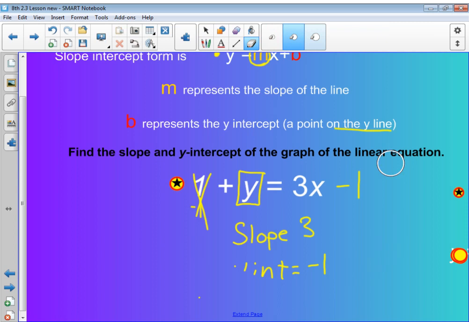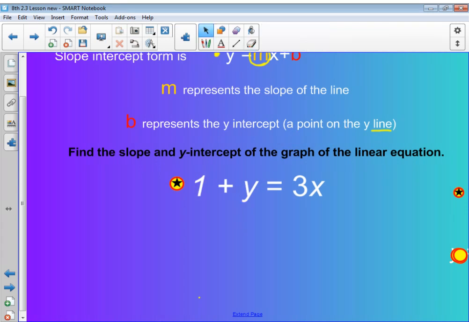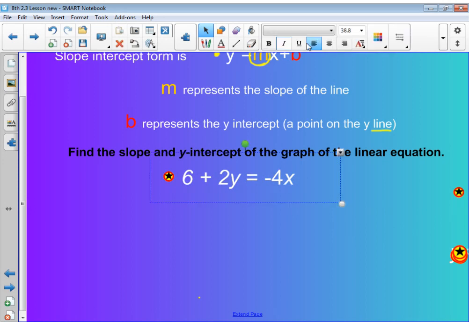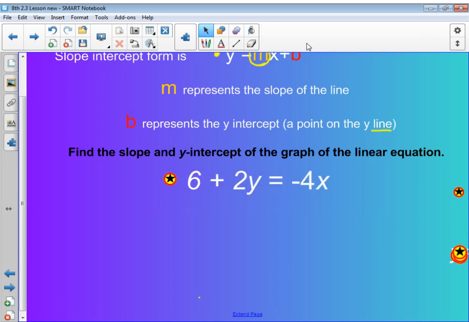This next one's a little bit more complex. That was a one-step removal. This one's going to be a little more complex. So here I have 6 plus 2y equals negative 4x. So we're working to solve for y and get y by itself.